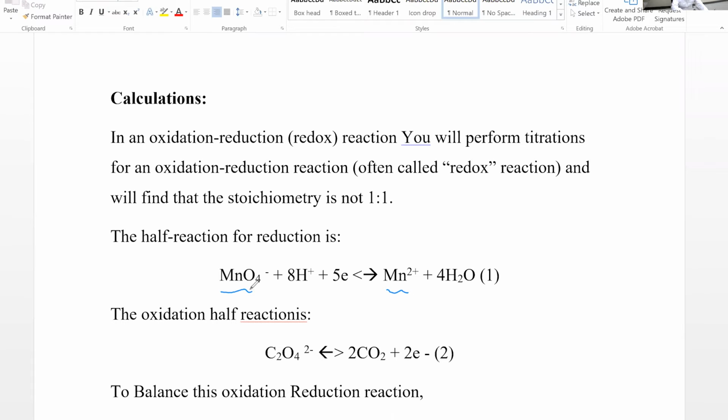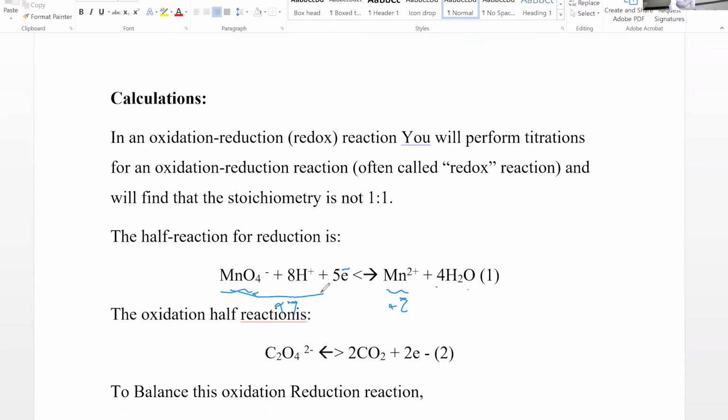In permanganate, you see we are missing oxygen. So we add 4 water to the right side because we have 4 oxygens. And then we have 8 H plus on the left side because we have 4 H2O, and it's going to require 8 hydrogens. Then if you look at this, we have 1 minus and 7 plus, that gives 7 plus on the left. Going to 2 plus. The charges must be balanced. That's why we have to add 5 electrons to the left side.